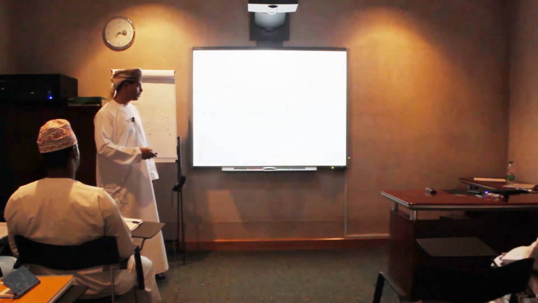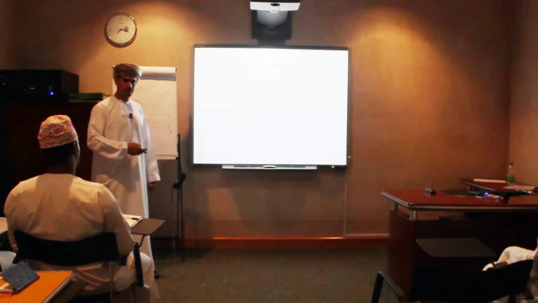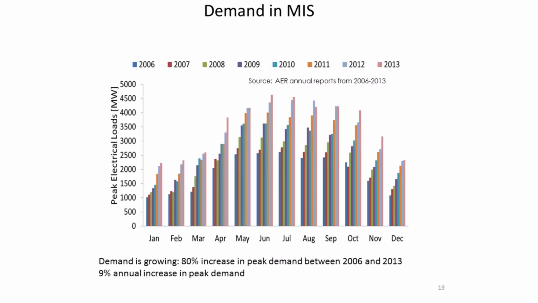but it's not really owned by the system, but they can contribute. Now, what is our demand? What are the characteristics of our demand? This is one figure that will show you some characteristics. This figure shows the peak electricity demand versus the month. You can see that, for example, we have the peak during summer, right? June, July, we have the peak.